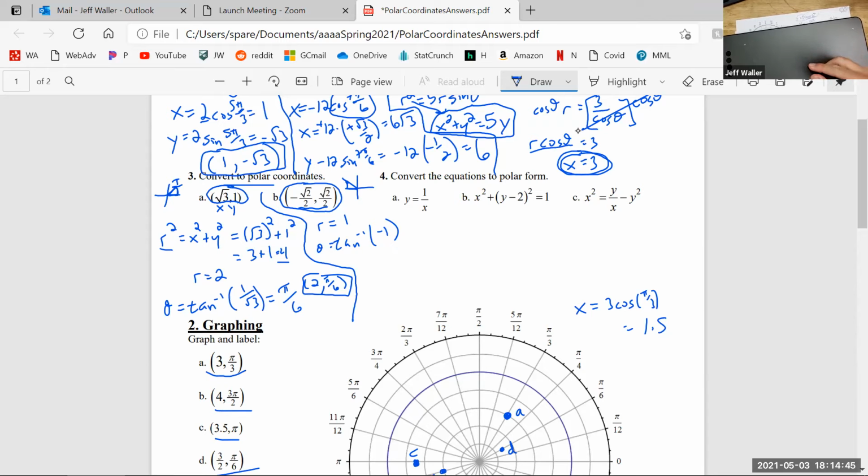Are you guys with me out there? And of course, what would that angle have to be if I choose +1 for my r? What should I use for theta to get it in there? 3 pi over 4. So I end up in the second quadrant. So my point is (1, 3 pi over 4). That's what it looks like in polar coordinates.